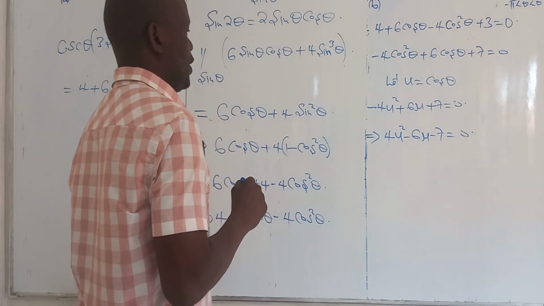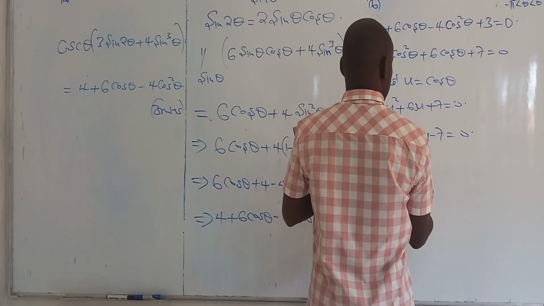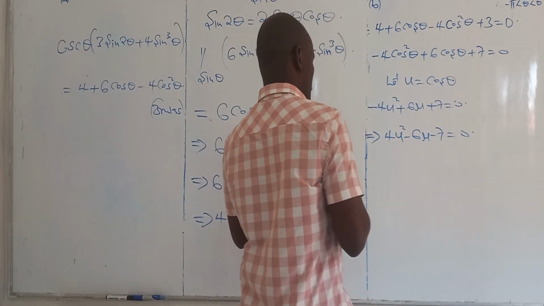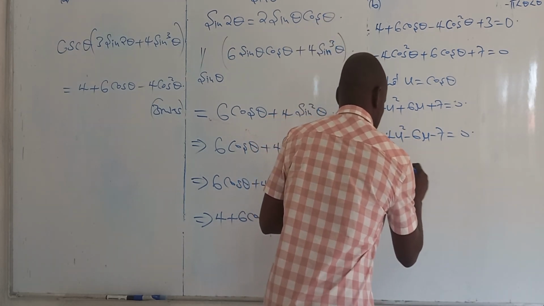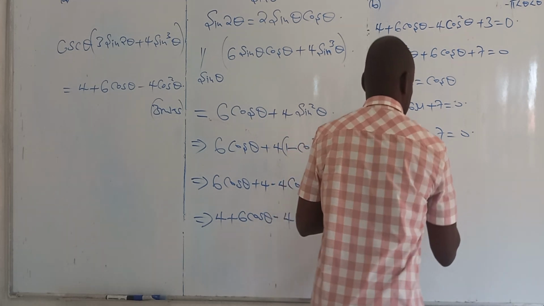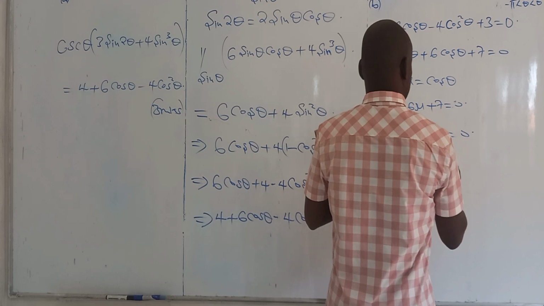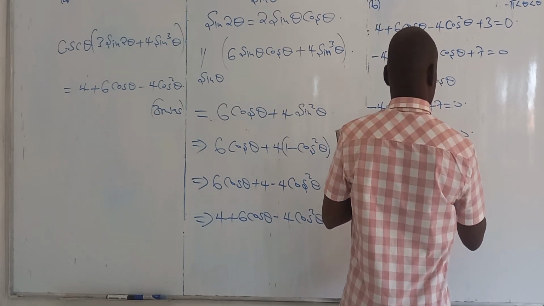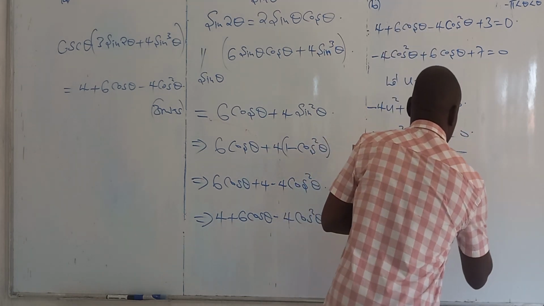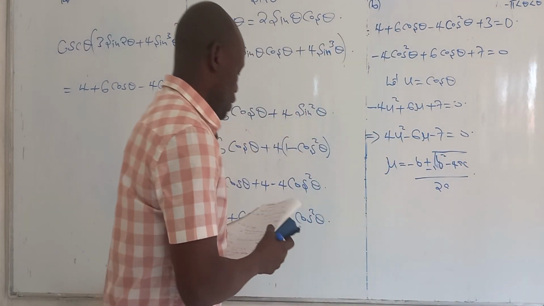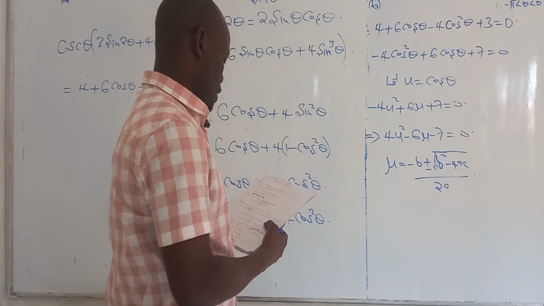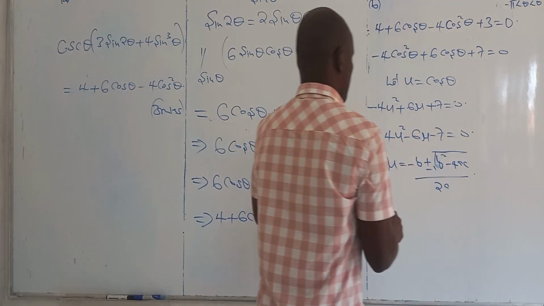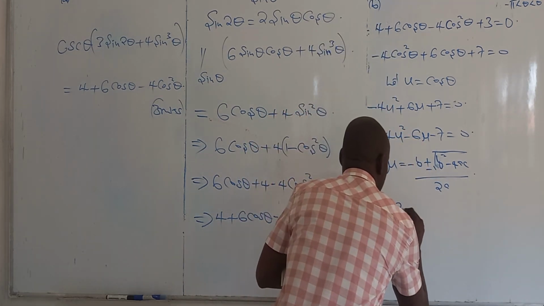Now this I can only solve by factorising if we get two numbers whose product gives us negative 28 and sum gives us negative 6. And we don't have such numbers. So what we do is we use the quadratic formula. So the quadratic formula has u equal to minus b plus or minus the square root of b squared minus 4ac, all over 2a. That's the quadratic formula. So if you apply this formula to this, in our case, a is 4.